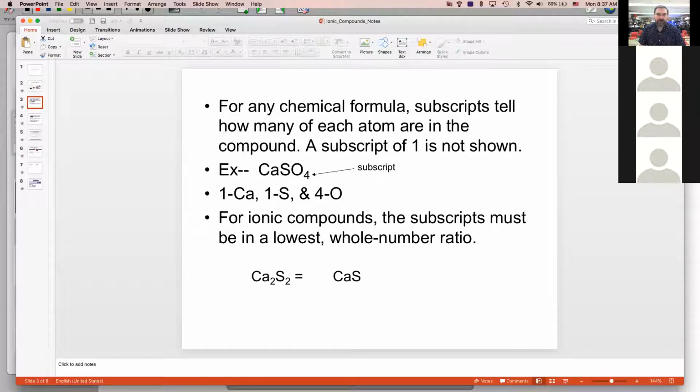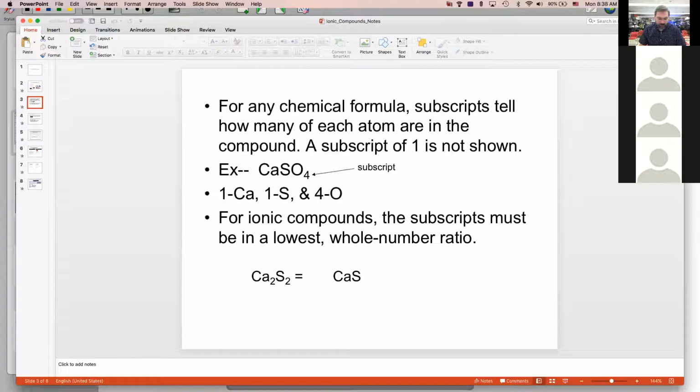So for instance, and this is a kind of a complex one, it says CaSO4. That has one calcium, because there's no subscript after it. There's just a single calcium atom. There's one sulfur atom, and then there are 4 oxygen atoms. The 4 after the O refers only to the O. So that compound has 1 calcium, 1 sulfur, and 4 oxygens. For ionic compounds, those ratios are always the lowest ratio you could possibly have.